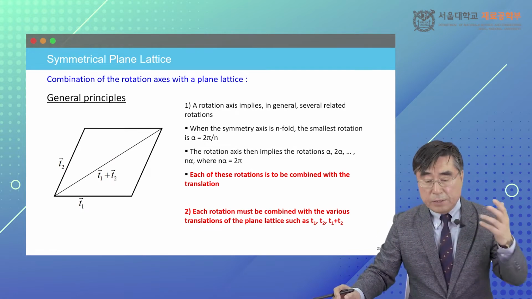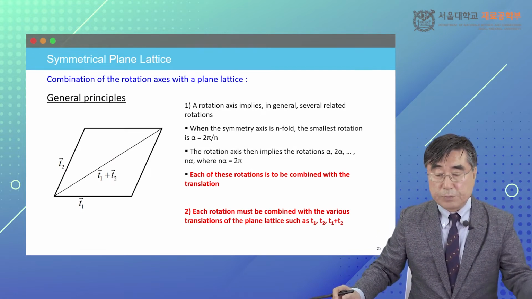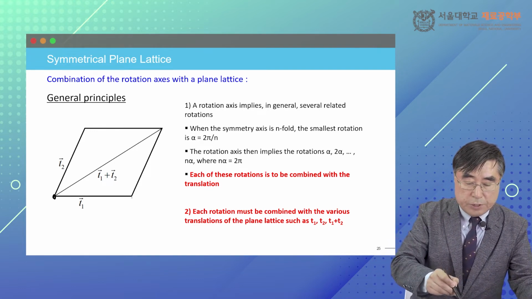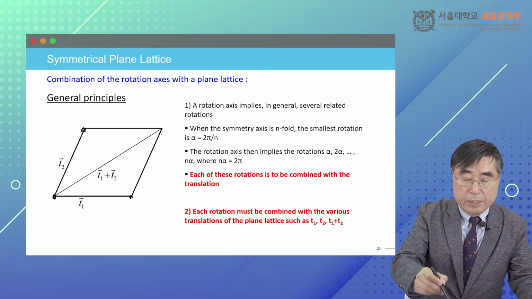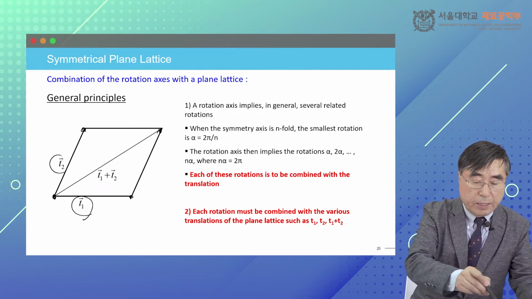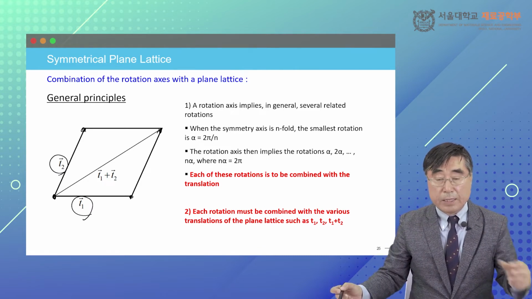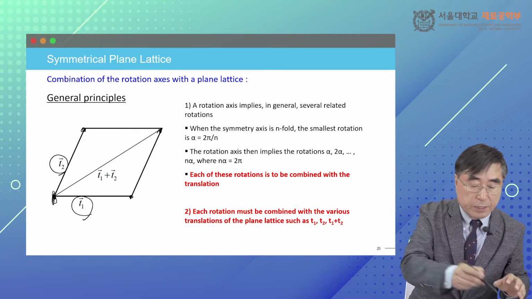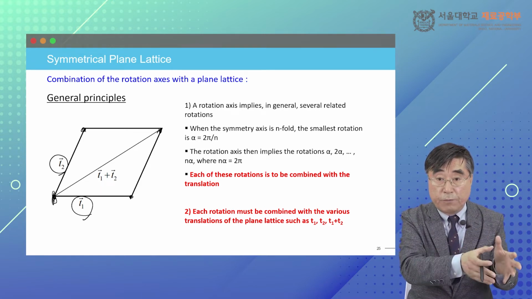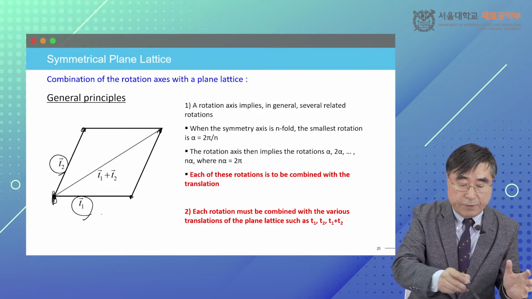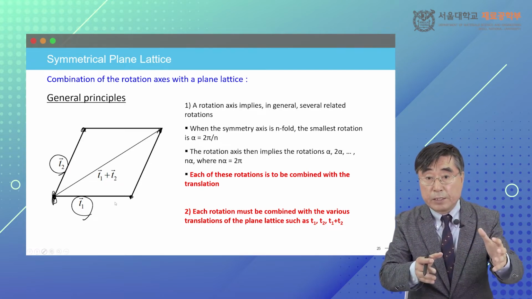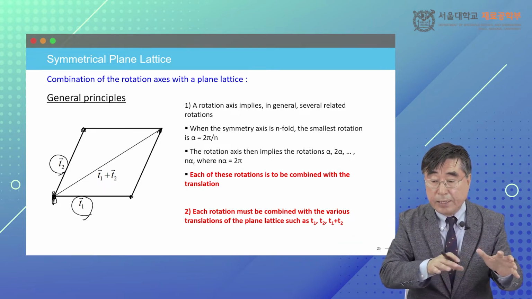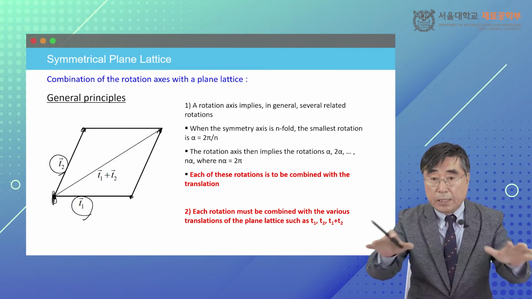Okay, based on that, now we think about the general principles. The general principle is that when we have lattice points, we define the T1 vector and T2 vector. And this is how we define the plane net. But if we put any symmetry elements in here, either 2-fold, 3-fold, 4-fold, or 6-fold, then we can define the relationship between the T1 vector and T2 vector in respect to the plane net. Okay? Then that's the plane net that we develop.